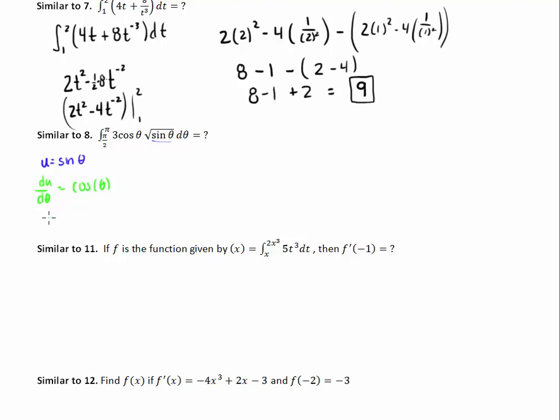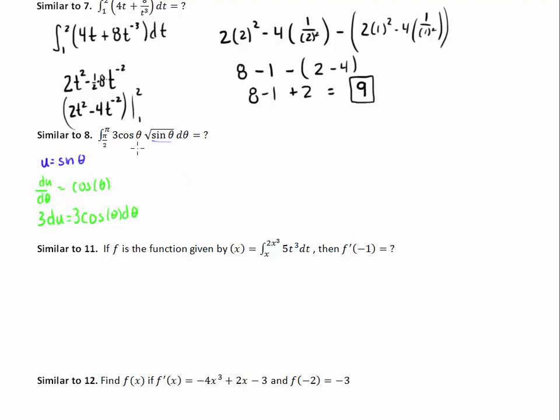So get those on the same side. We get du is equal to cosine of theta d theta. Now I look up here, and I do have a cosine theta d theta, so I could change it out right now if I wanted to. But you know what? I want to get rid of that 3 while I'm at it. So I'm just going to multiply both sides right here by 3.